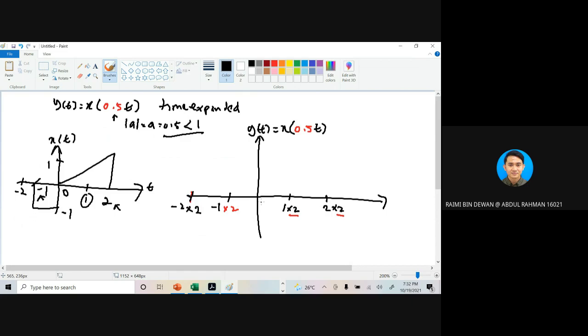Then you have here 0. 0 times 2 is still 0, right? So there is no change at the origin. Now you see there is no change in amplitude, so you should have the same 1 here, for example, and the same -1 here. The only change in your signal is the horizontal axis. So you can just draw the resulting time scaled signal, just the same like this.